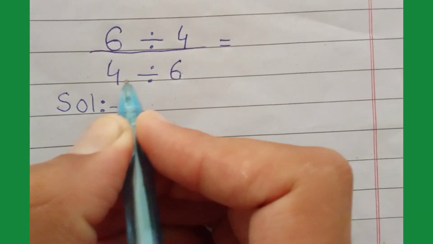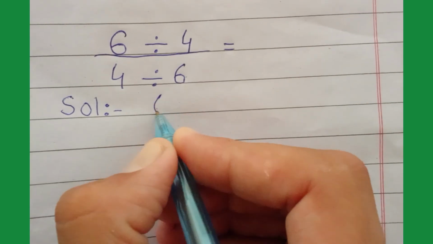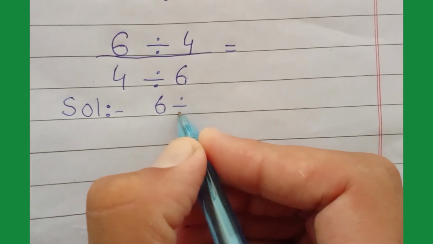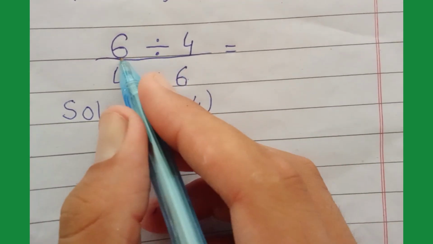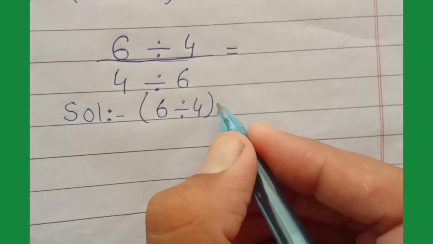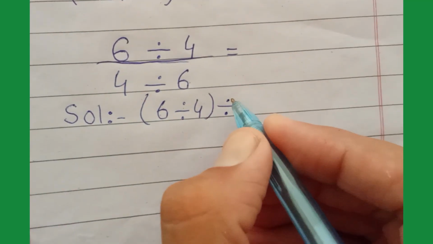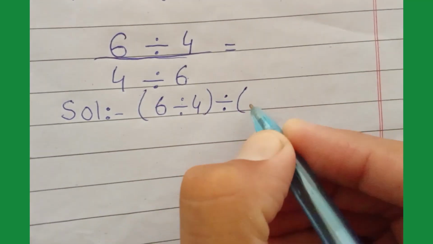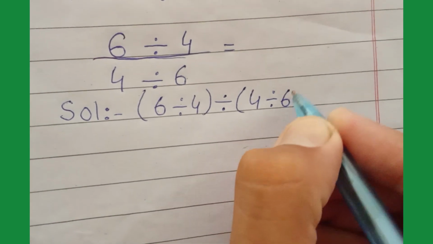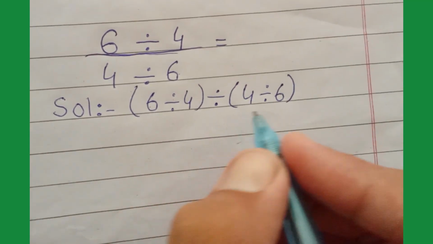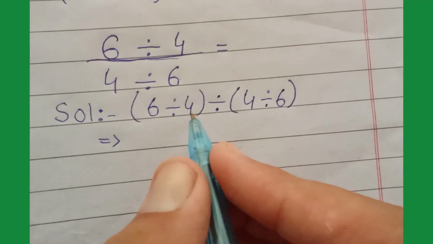Now 6 divided by 4, I can write here 6 divided by 4. Okay, now this division sign I can write here. Now 4 divided by 6, I can write it as 4 divided by 6. Okay, I hope you all understand from here. Now I start the next step.